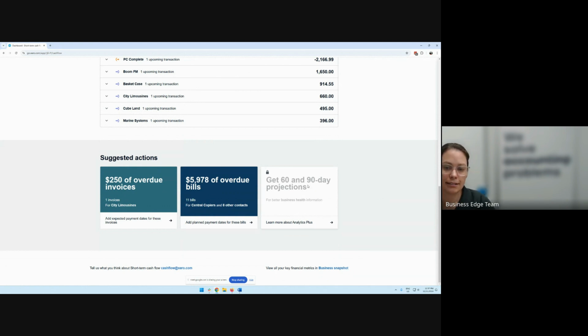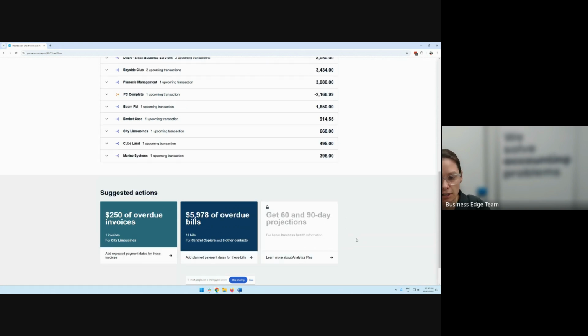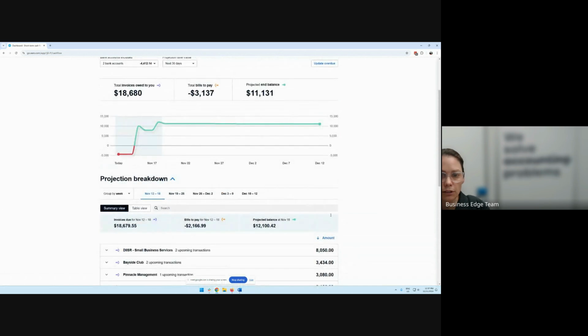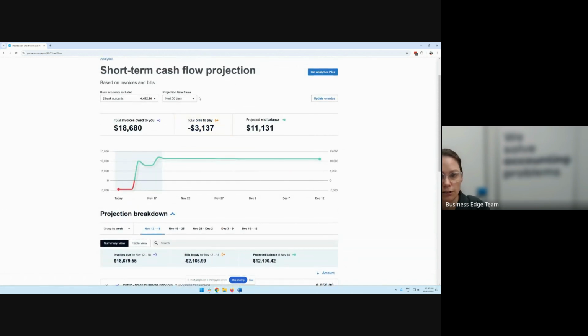You'll notice that there's an area here that's locked, and that's because it's to do with Business Analytics Plus. And that's that paid subscription, so it can give you those 60 and 90-day projections. Whereas if you recall, this one we're looking at is only the 7 to 30-day projections that it gives you. So it's a pretty cool little tool. So that's looking at your short-term cash flow.